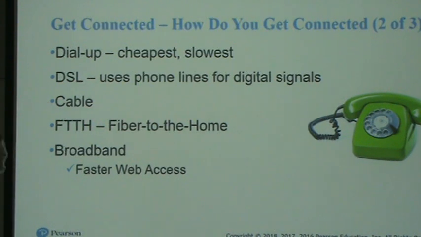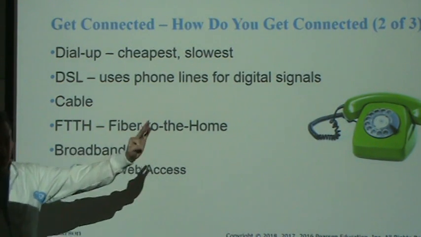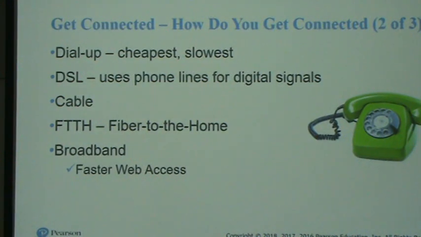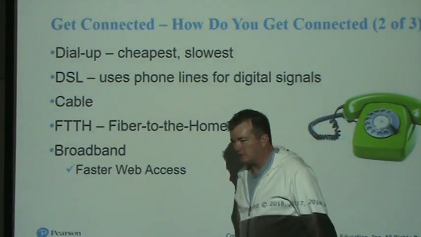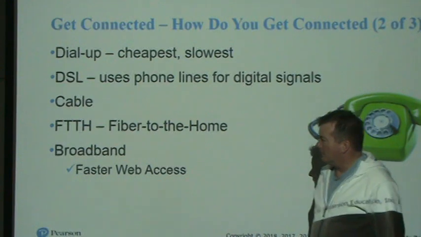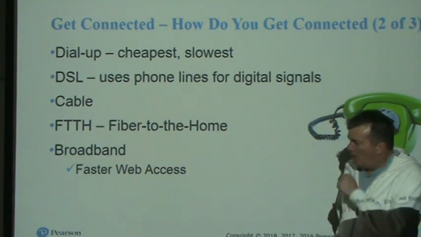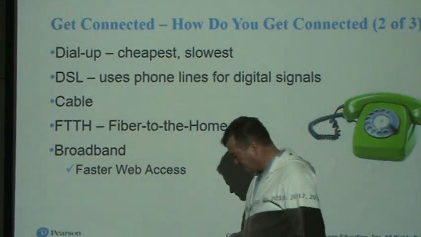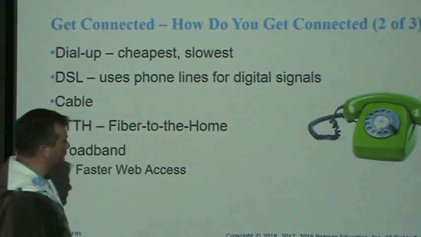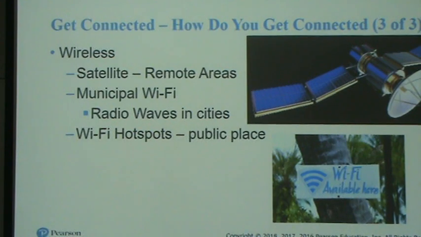Cable companies have cables coming into your house that transmit data at much faster speeds. And then you could have Fios, like Verizon Fios, fiber cables going directly into your home. Fiber cables transmit light. Light moves at a faster speed than electricity, so that would be faster than cable, and then the fastest would be broadband access to the internet.